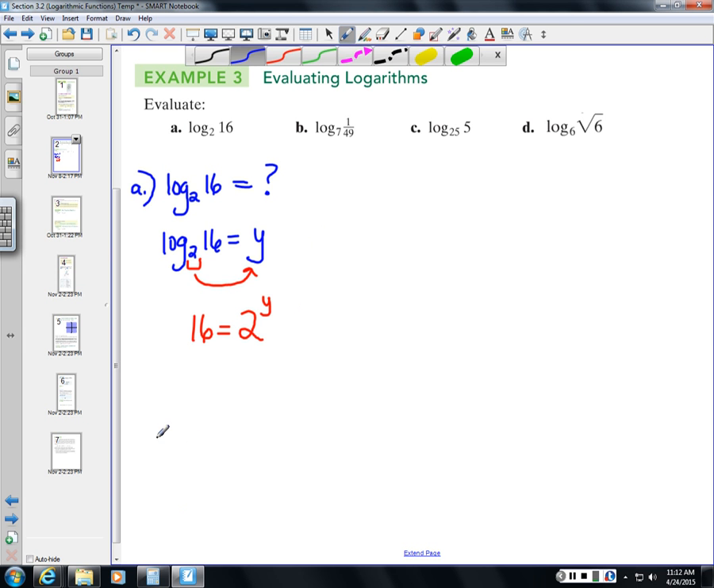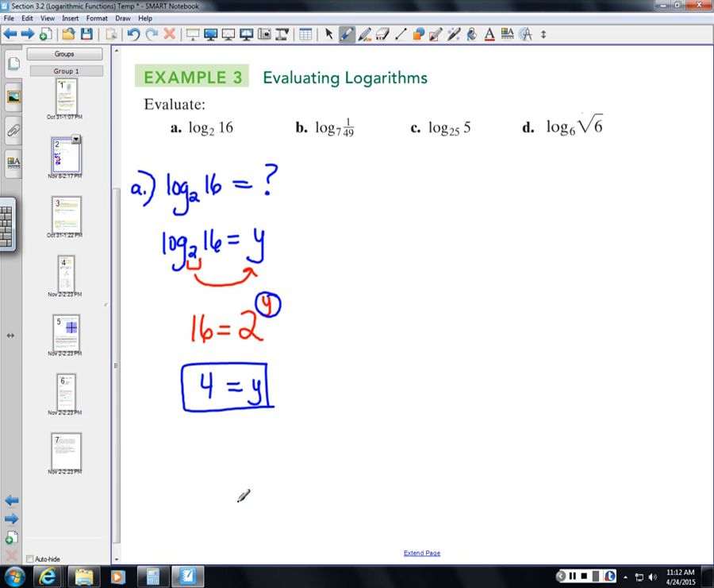So looking at this, we're saying, okay, to figure out what y is equal to, 2 to what power will give me 16? And of course the answer there is 4, because 2 to the 4th power is equal to 16. So log base 2 of 16 is actually equal to 4.